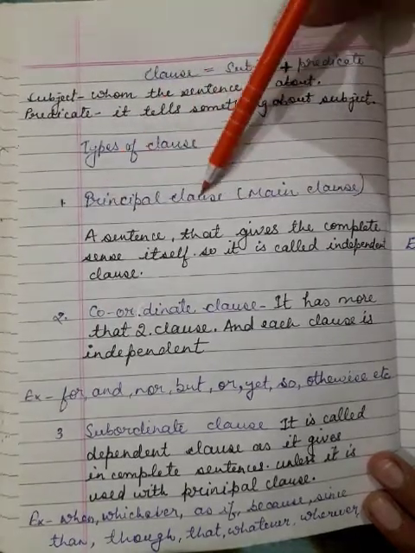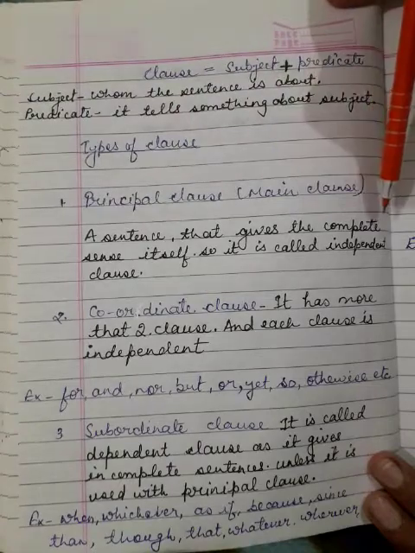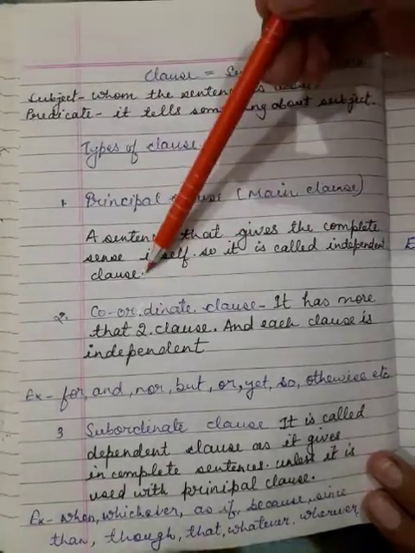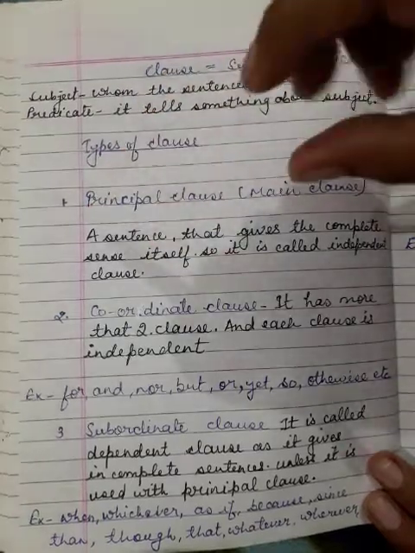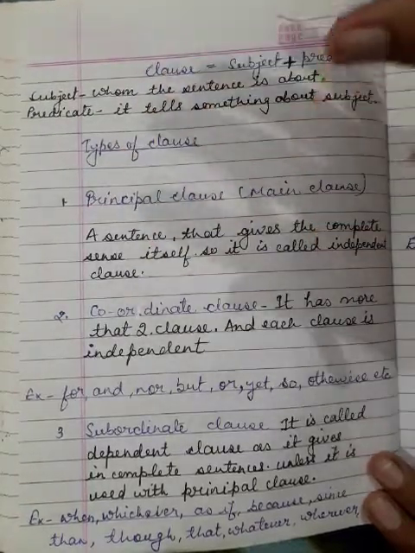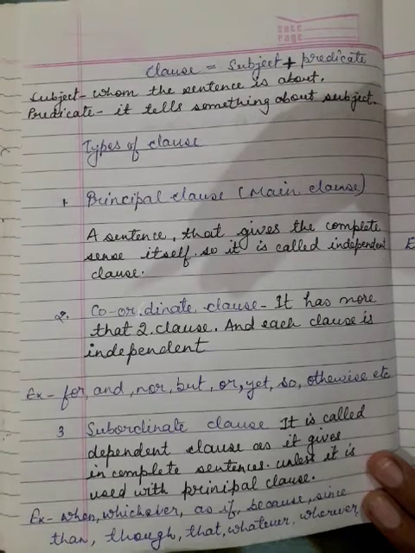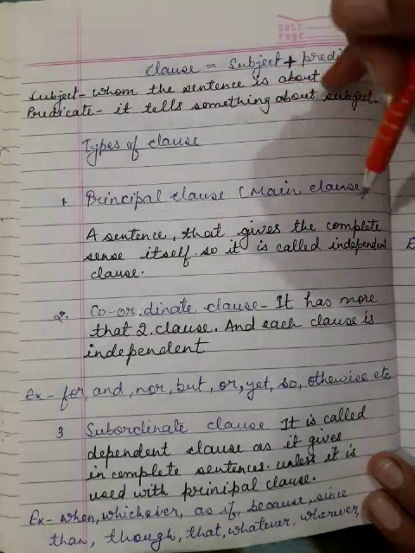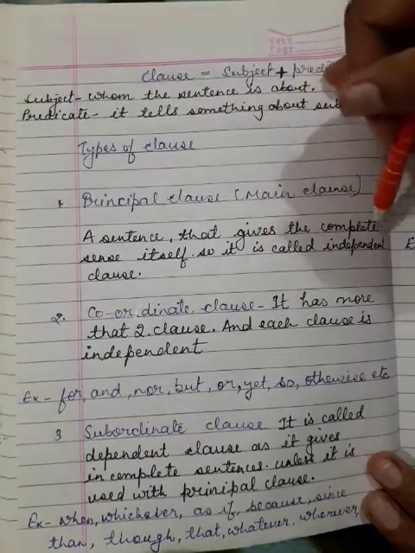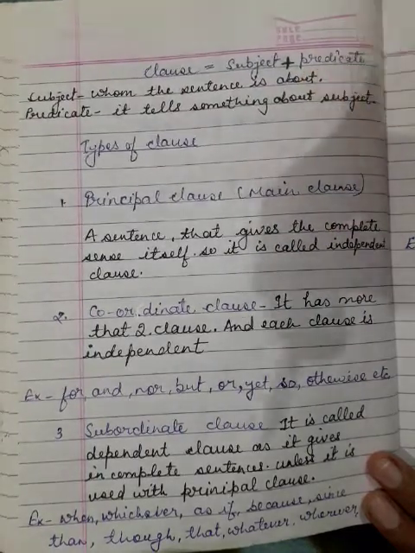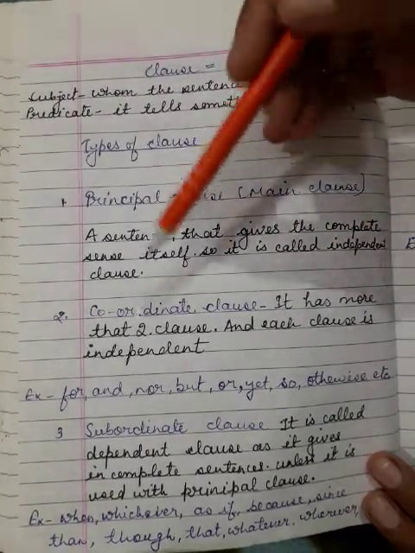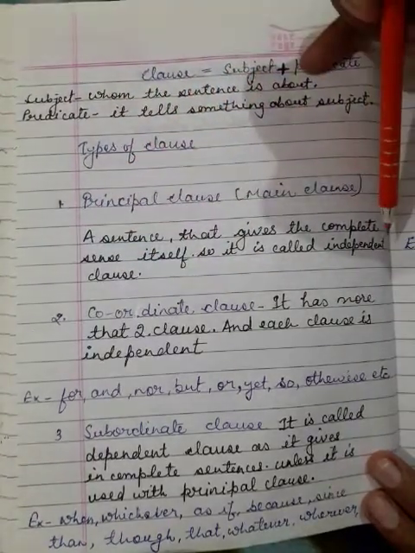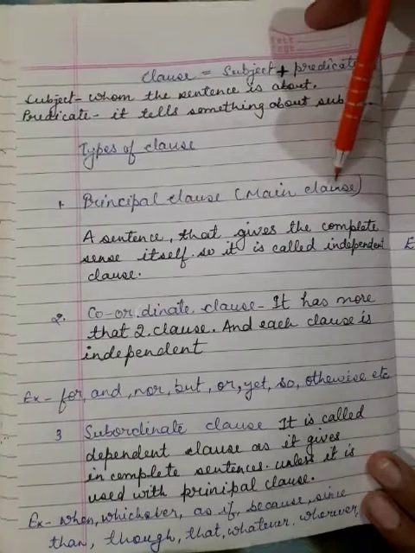And what is principal clause? A sentence that gives the complete sense itself is called an independent clause. यानी the sentence which is itself complete, जो complete होता है अपने आप में, and it gives a complete sense. That's why the sentence is called independent. Independent, it doesn't depend on anyone, right? So such complete sentences are called main clauses.